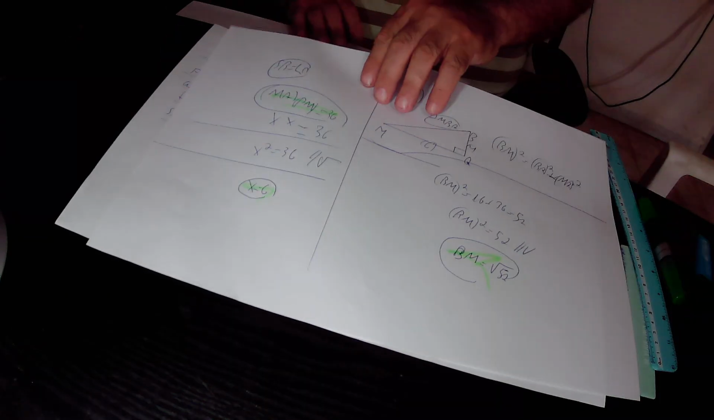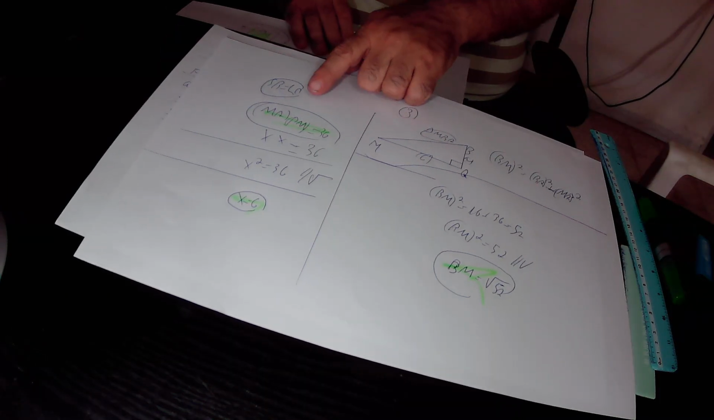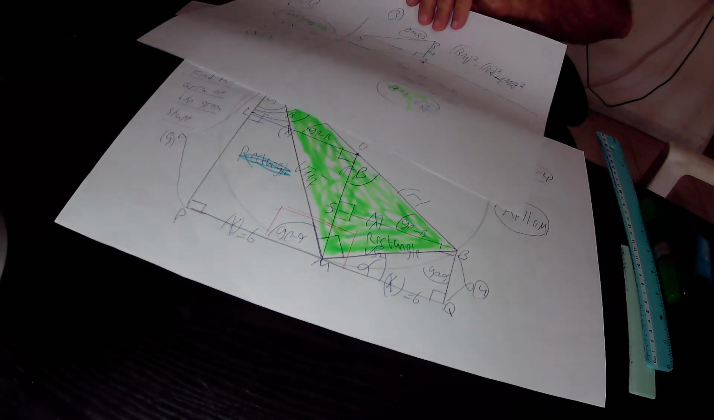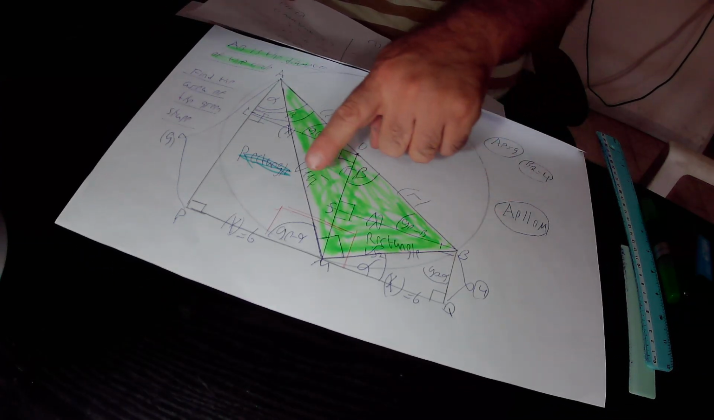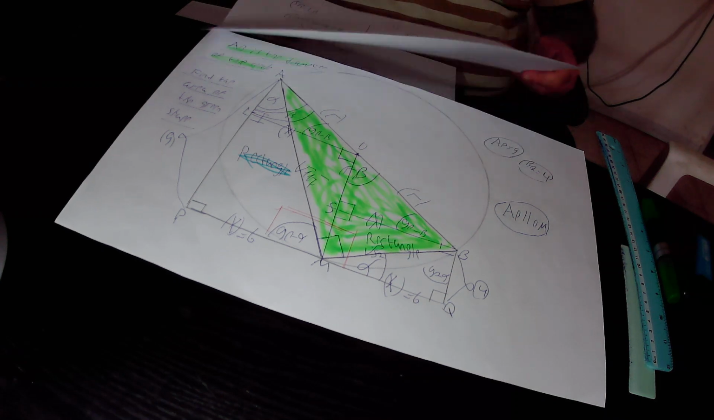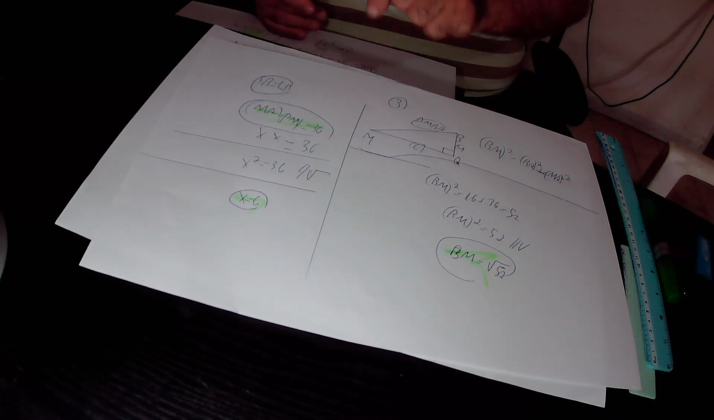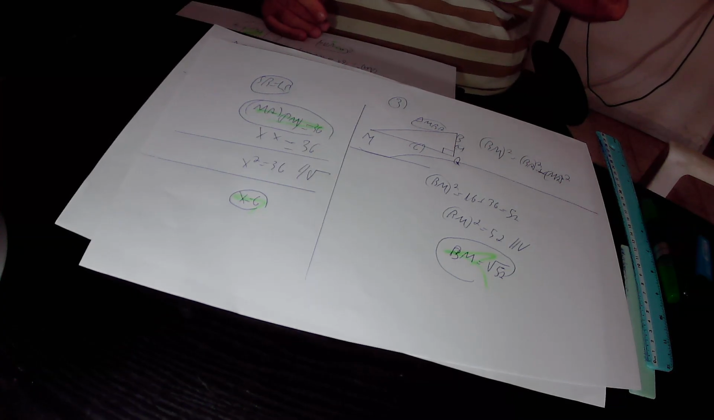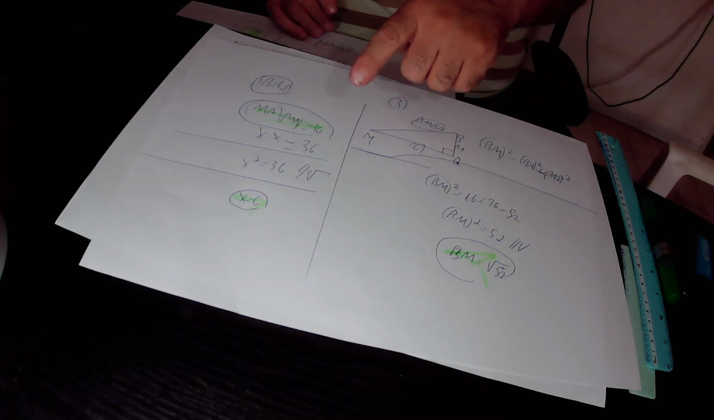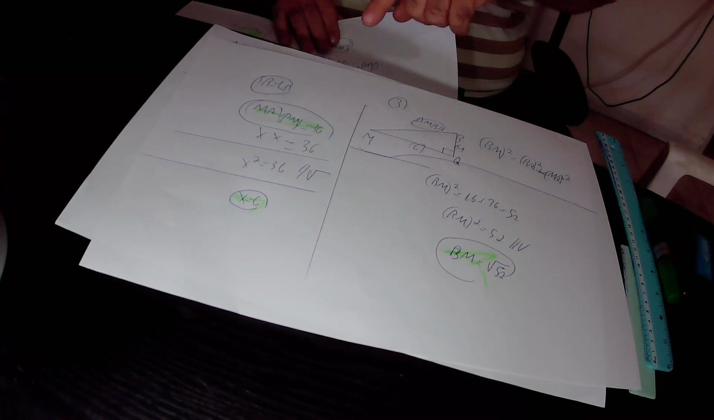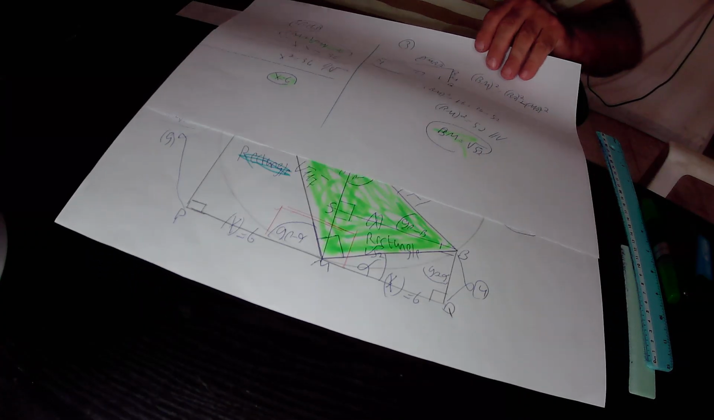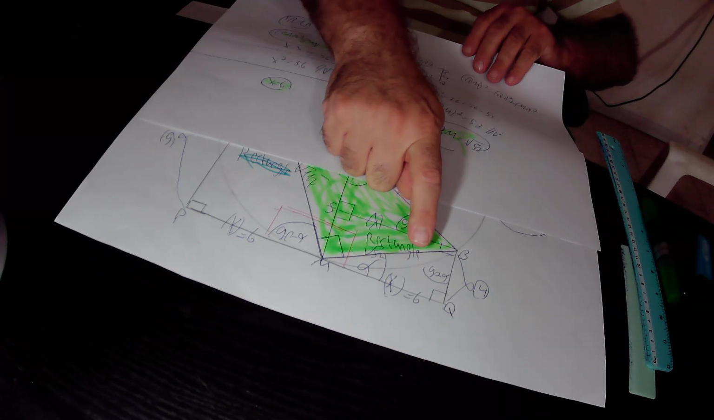We already found out that MQ times PM equals 36. MQ is X and PM is also X. So we found that X times X equals 36. X times X is X squared, equals 36. From this equation we find that X equals the square root of 36, that is 6. So here X equals 6 and here also X equals 6.